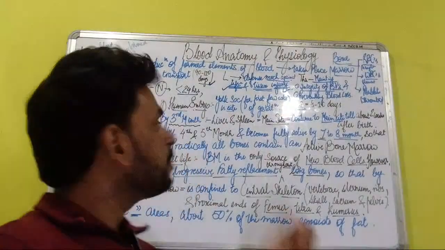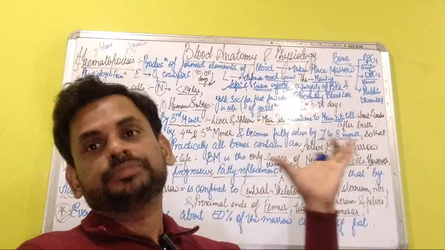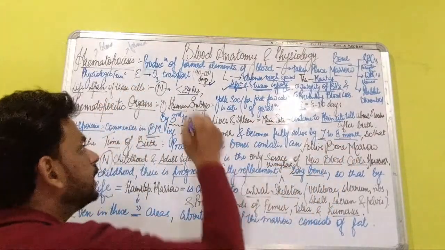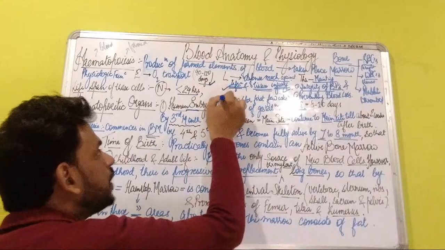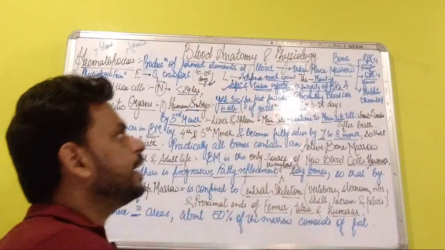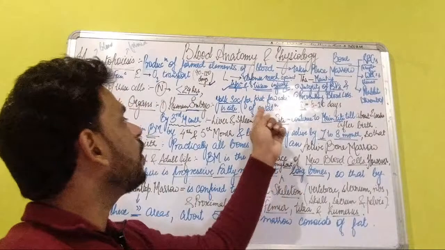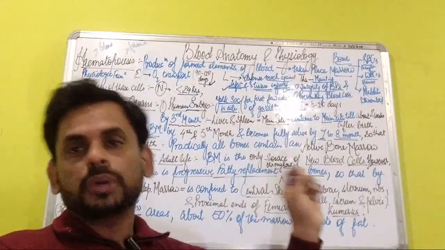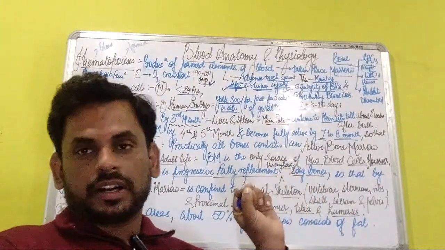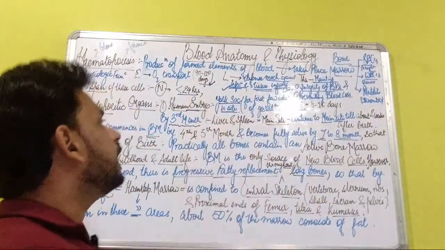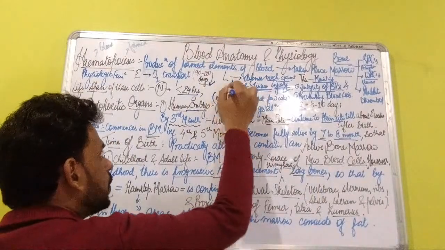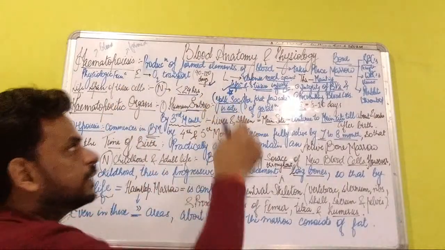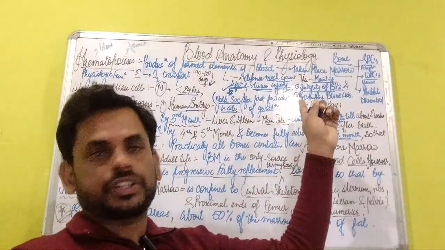When the embryo is in the mother's womb, what do we find? In the human embryo, the yolk sac is the main site for the first few weeks of gestation. The organ where erythropoiesis occurs is called the yolk sac. So the yolk sac is the site where erythropoiesis occurs for the first few weeks of gestation.